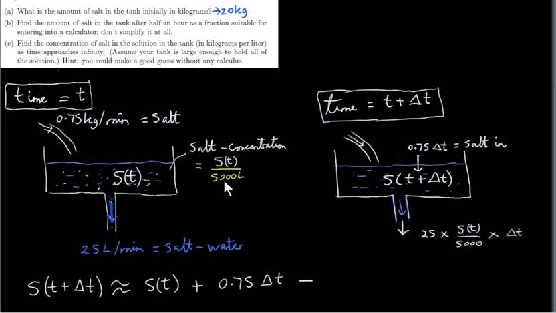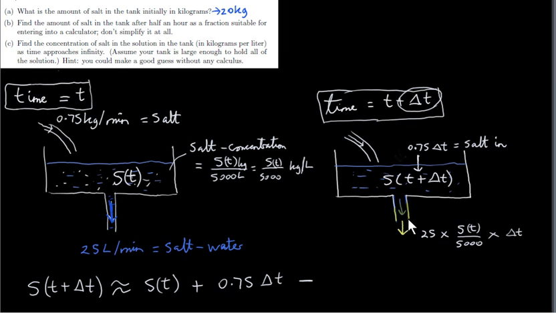So S over 5,000 is the amount of salt in 1 liter of this solution. How much salt flows into the tank in a time delta t minutes? Well, we know that 0.75 kilograms flows in 1 minute. So in delta t minutes, we just multiply 0.75 by delta t. Of course, delta t is a number that's probably a lot less than 1 minute. So it's some very small fraction of 0.75.